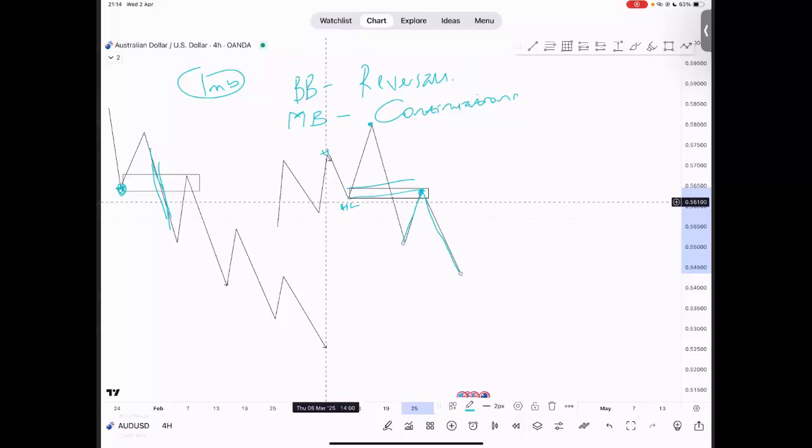I told you that breaker blocks change the initial purpose of a block. If another block or a demand zone was to buy, and then price breaks through it with little or no reaction, automatically, what does it form? A bearish breaker block. Failure of a bullish order block creates a bearish breaker block. Failure of a bearish order block creates a bullish breaker block, meaning that they change trends. Bullish to bearish, bearish to bullish.